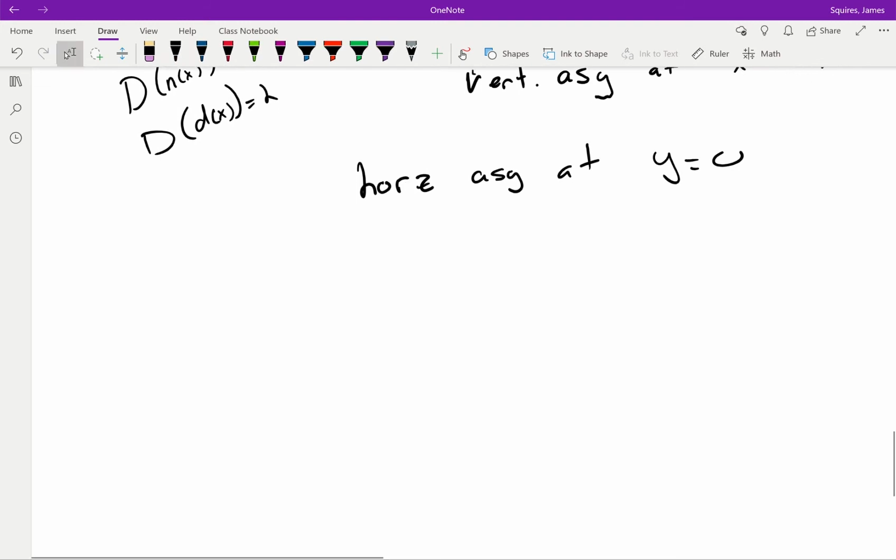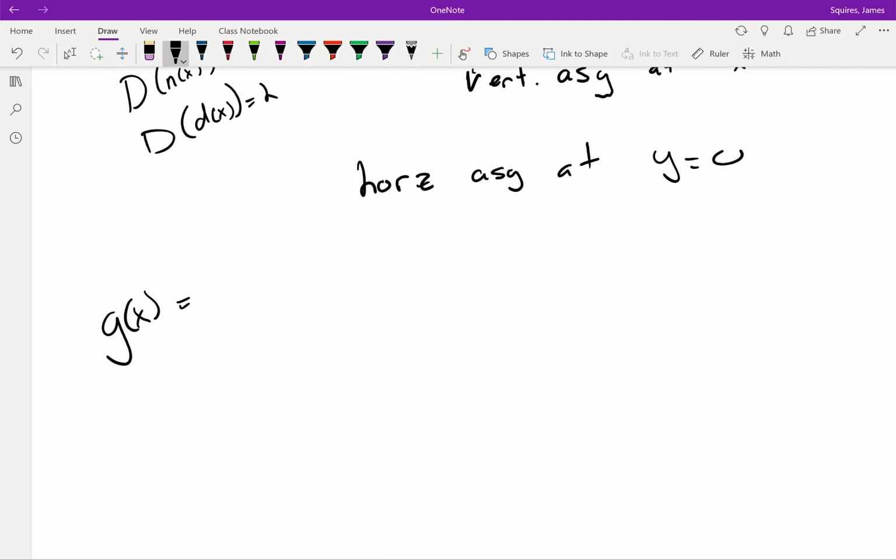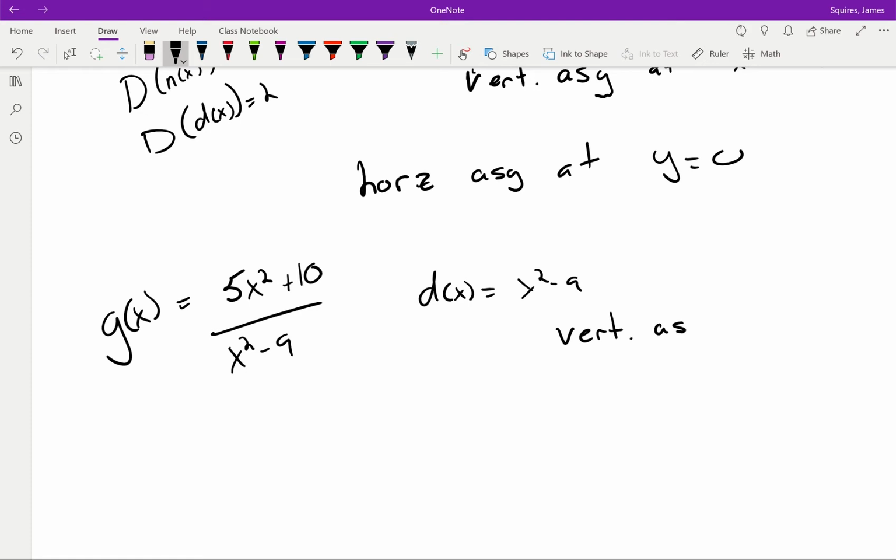Alright, let's do another example where we have g of x equals 5x squared plus 10 divided by x squared minus 9. Let's first deal with the vertical asymptotes. Note that d of x equals x squared minus 9. Then we have vertical asymptotes where d of x equals 0, at values x equals -3 and 3.